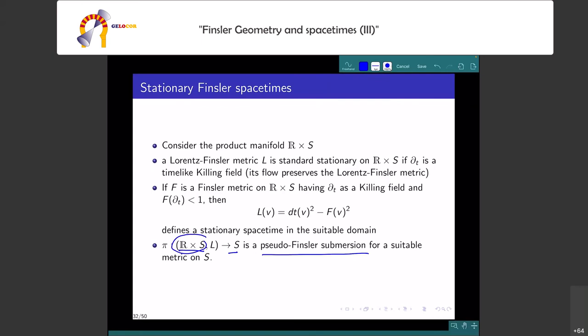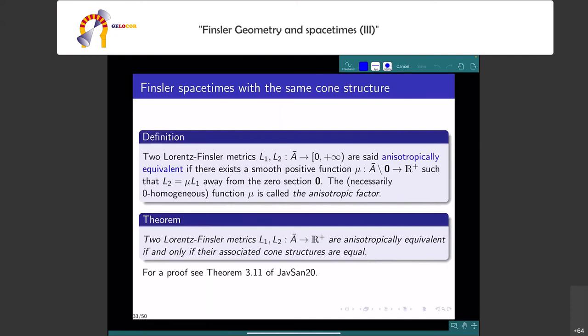This can be of interest in Finsler spacetimes because if you want to find exact solutions, you will need to compute the curvature. So this can be a way to compute the curvature of some interesting examples, exact solutions. Now imagine that you have two Lorentz Finsler metrics. We say that they are anisotropically equivalent if there is a smooth function mu such that L2 is equal to mu times L1. It turns out, and this is a very interesting theorem, that two Lorentz Finsler metrics are anisotropically equivalent, that is, multiples of one another, if and only if their associated cone structures are equal.